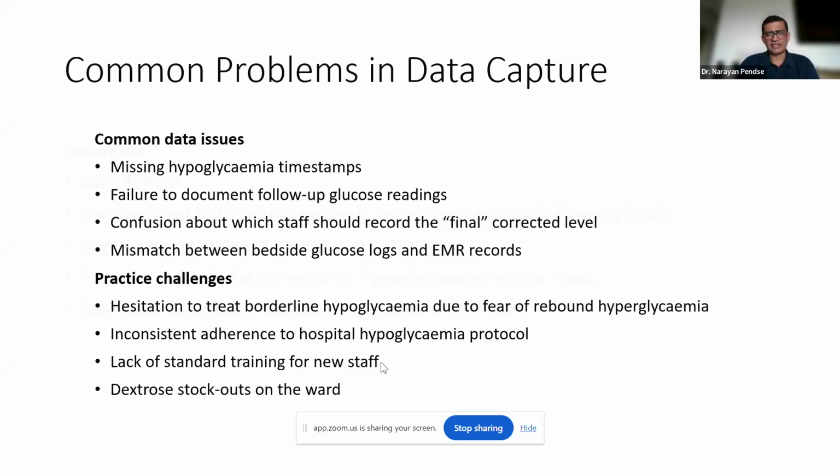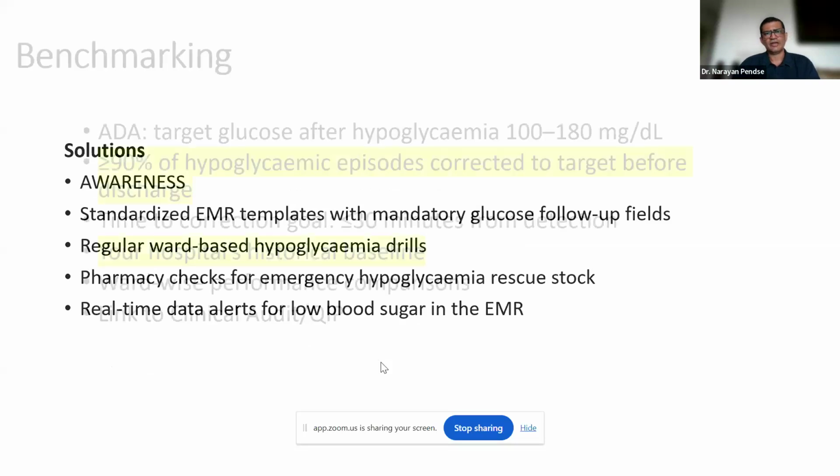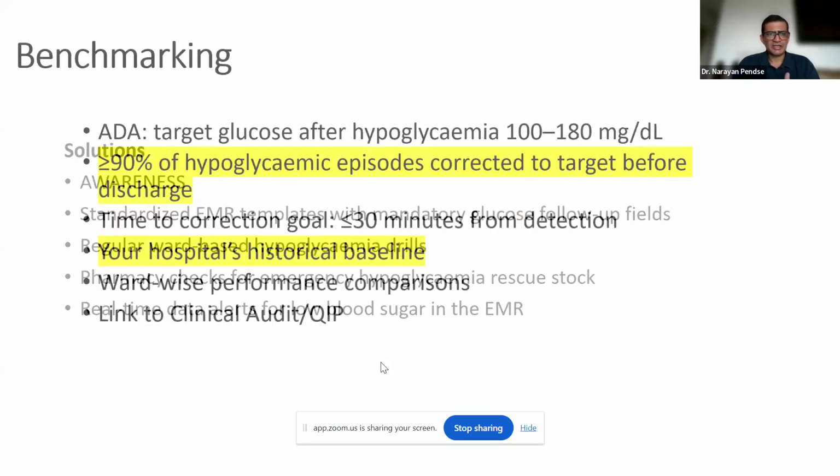Having some triggers, for example, whenever a dextrose drip is ordered for a diabetic patient, it should trigger something that this needs to be investigated, etc. And if you have direct device integration with your EMR systems, then the low blood sugar could also trigger alerts in the EMR. As far as benchmarking is concerned, the expectation or ideal benchmark would be at least more than 90%. But you can look at your own hospital's historic data and set up an internal benchmark accordingly.